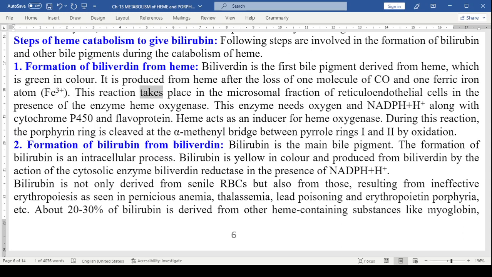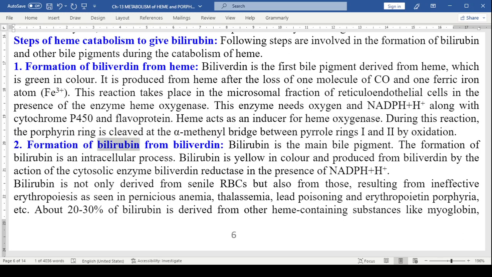This reaction takes place in the microsomal fraction of reticuloendothelial cells in the presence of the enzyme heme oxygenase. This enzyme needs oxygen and NADPH plus H+ along with cytochrome P450 and flavoprotein. Heme acts as an inducer for heme oxygenase. During this reaction, the porphyrin ring is cleaved at the alpha-methenyl bridge between pyrrole rings I and II by oxidation.